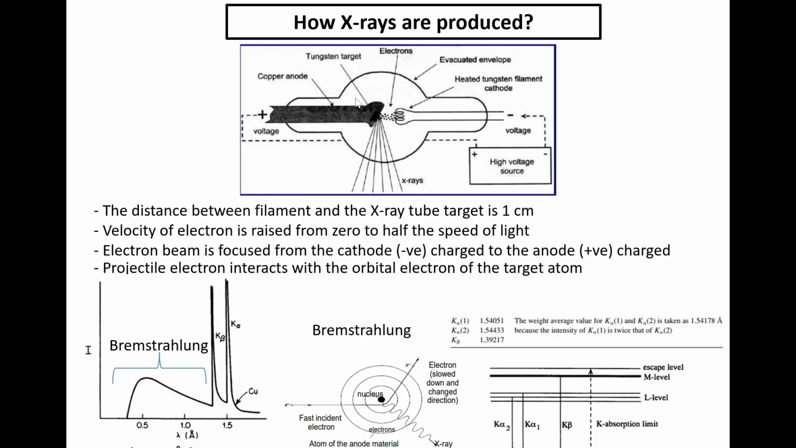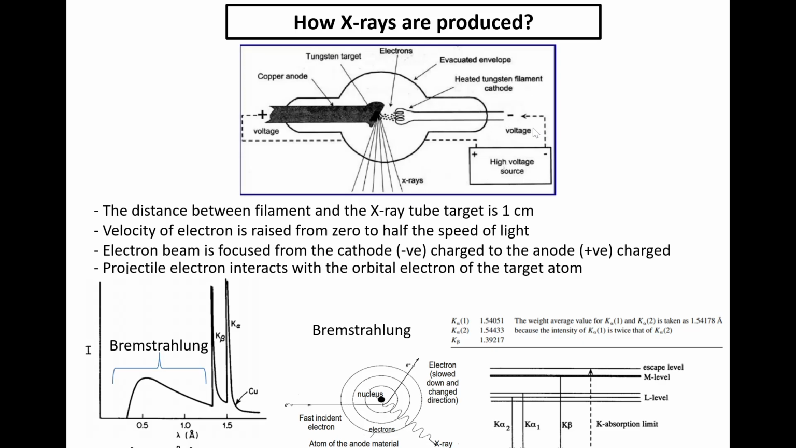Inside this chamber there is a vacuum. There is no air present inside this chamber. You have a cathode which is negatively charged, and you have an anode which is positively charged. How is this charge maintained? It is maintained by a high voltage source, a battery. With the help of high current and voltage, you create a negative charge in one electrode and a positive charge in the other. The anode is positive and the cathode is negative.